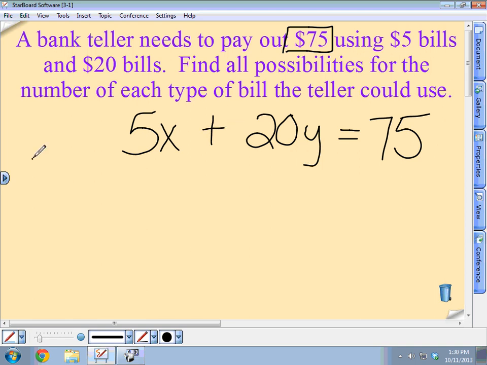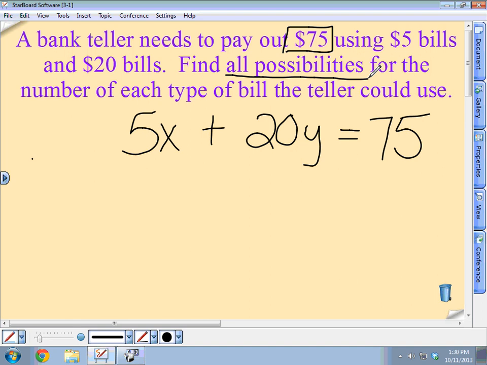So this is really what the question is asking. He's saying, if I give you a certain number of $5 bills, and I give you a certain number of $20 bills, and I add them together, you need to have $75. So what are the possibilities? She wants all the possibilities for the number of each type of bill the teller could give you back. Well, the simplest is, for $5 bills, what's the lowest amount she can give you? 0, right. She could give you no $5 bills.